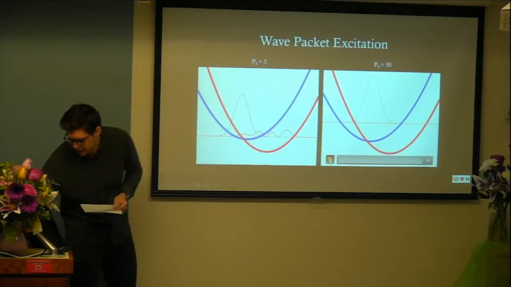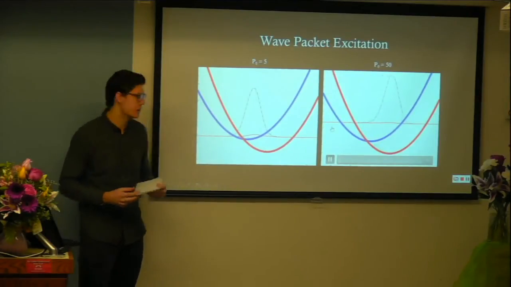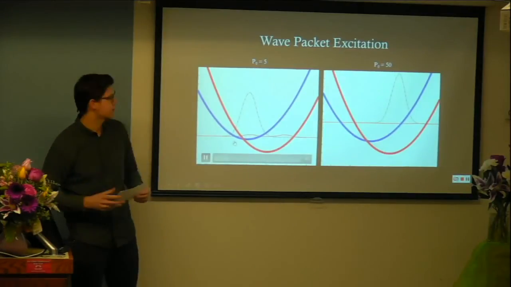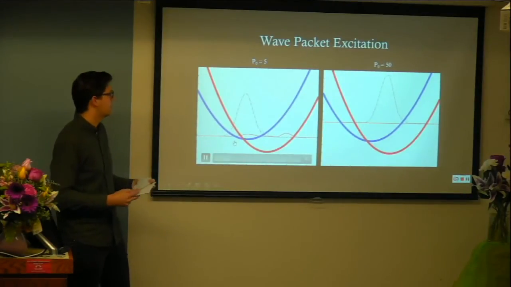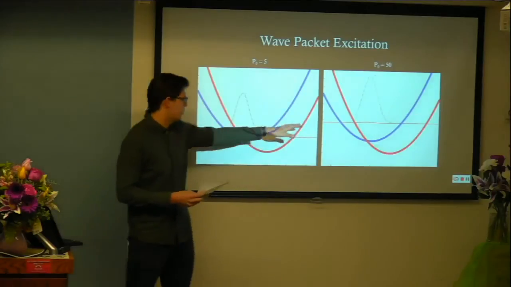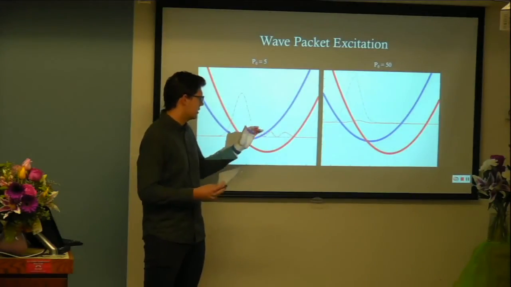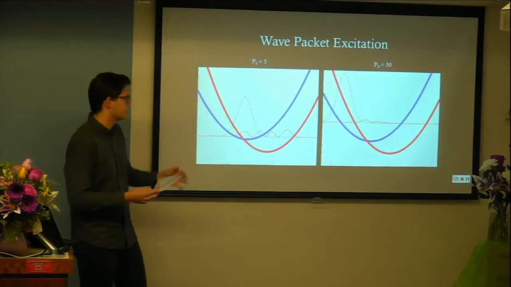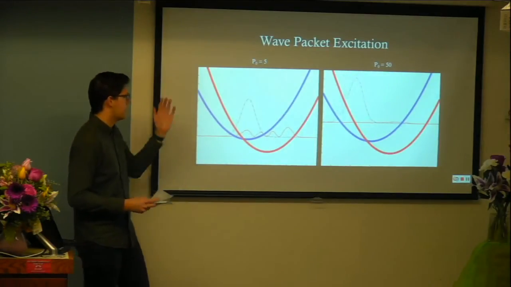And this is another one at a much higher initial momentum. This one ends up moving a lot quicker. As you see in this one, the ground state is taking a lot longer to fluctuate. It has a lot less vibrational energy because of the higher initial momentum.